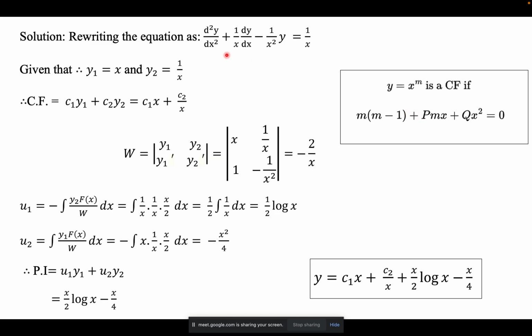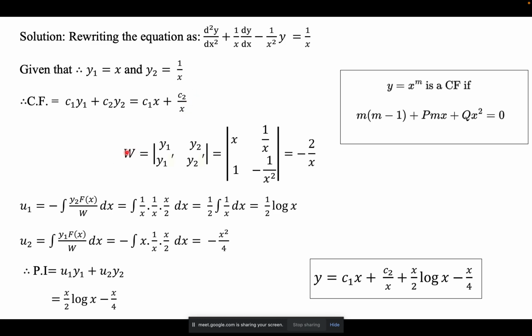So basically what you have, you have two complementary functions. You have y1 is equal to x and y2 is equal to 1 by x. As I told you, the idea is to just find the complementary function. Once you have it, it's very easy to solve the problem. So again, we can write the complementary function as c1 y1 plus c2 y2, where y1 is x and y2 is 1 by x. So you have the complementary function equal to c1 x plus c2 upon x, right?